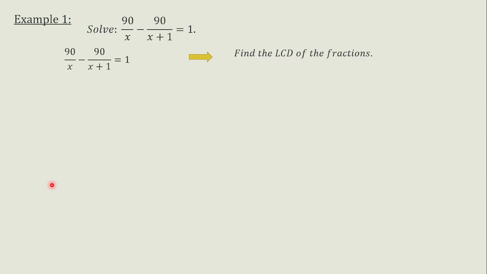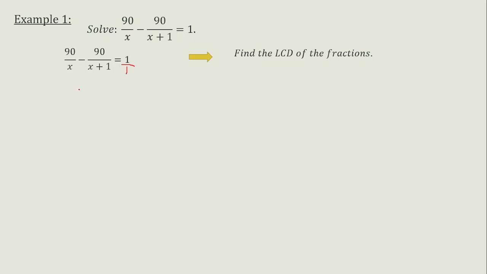In finding the LCD of a given fraction, let's focus first on their denominators. So the denominator of 90 over x is x. The denominator of the second term, 90 over x plus 1, is x plus 1. And the denominator of the whole number 1 is 1. Again, guys, please remember, any whole number has its own denominator, which is 1.